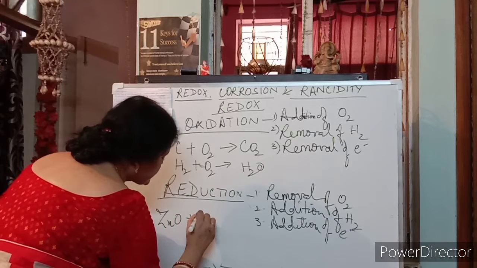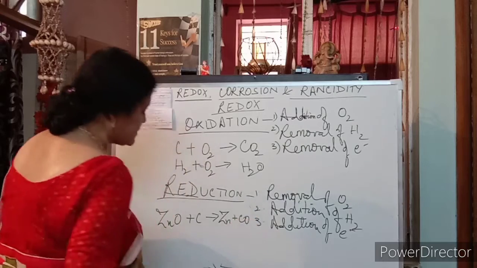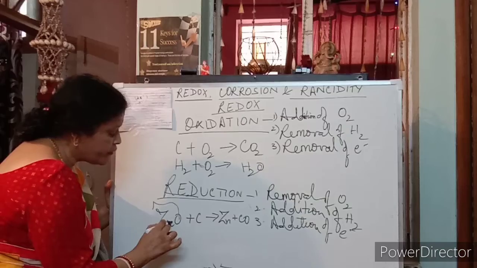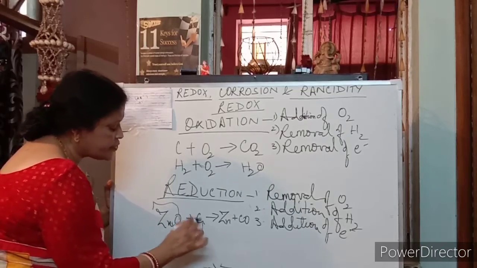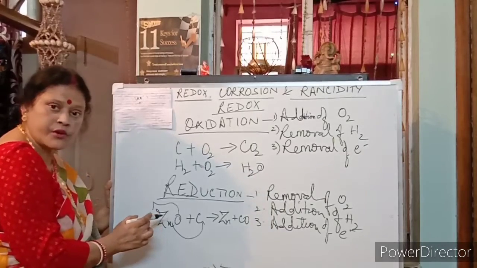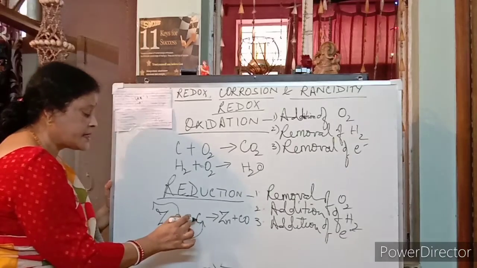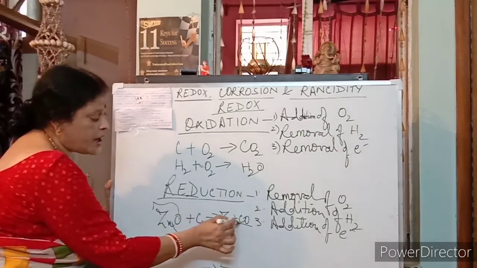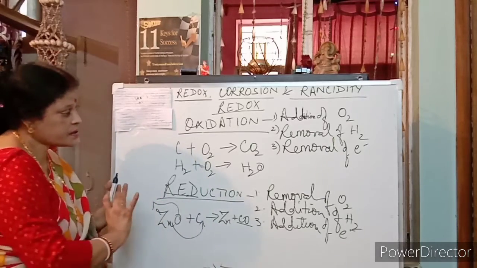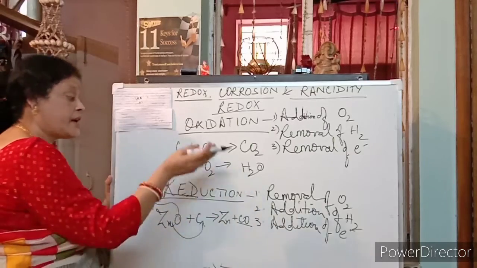If I am talking about reduction reaction, then if I say ZnO plus C gives Zn plus CO. See, very simple, student. Here what happens? Zinc oxide is removing its oxygen and giving it to carbon. So zinc oxide is doing reduction. Why? Because the removal of oxygen is there. And carbon is gaining what? Carbon is gaining oxygen to form carbon monoxide. That means oxidation is going on. This is how reduction and oxidation takes place.